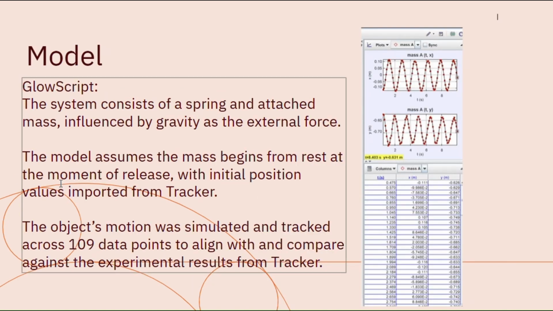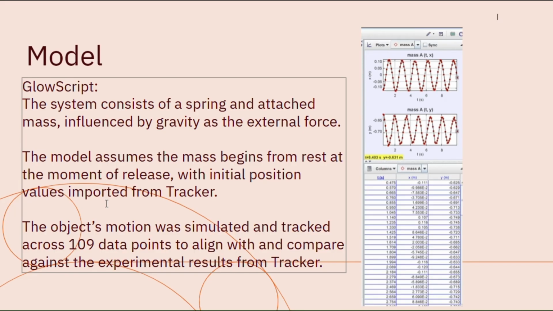Alright, now the GlowScript model. I recreated the same system computationally in GlowScript. The model included the spring and attached mass with gravity acting as the external force. I assumed the mass started from rest at the moment of release and imported its initial position from the Tracker data.